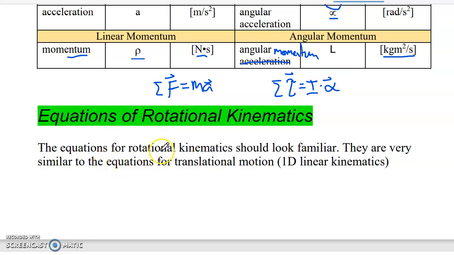So when it comes to equations, you're going to see here, again, there are synonymous equations with the force. What we're familiar with is force equals mass times acceleration. The angular equivalent to that would be the sum of torques equals the moment of inertia times the angular acceleration.